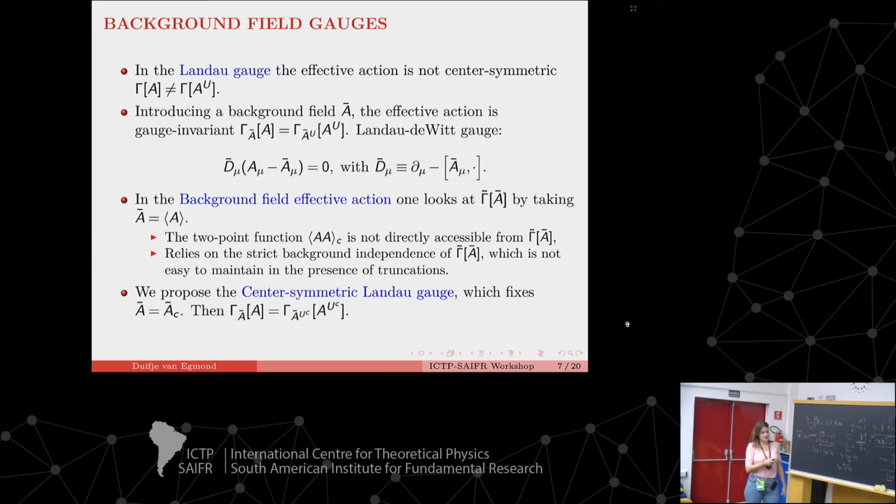Something else about this Landau-DeWitt gauge is that you can see that if you make the choice A bar being 0, you fall back into the Landau gauge, D mu A mu is 0.